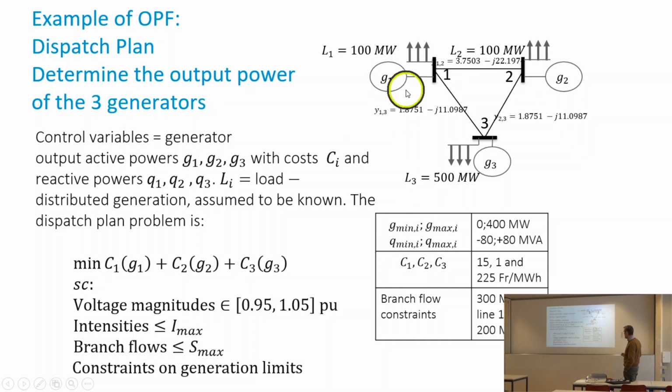And there are costs. The costs are very different. C1 is the cost of generator 1. It's 15 francs per megawatt hour. At generator 2, it's 1, so generator 2 is quasi-free, and generator 3 is very expensive, 225. Right? That's exactly what happens in a grid.